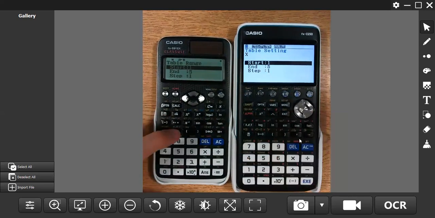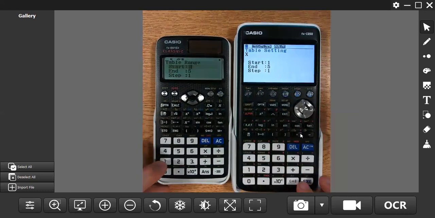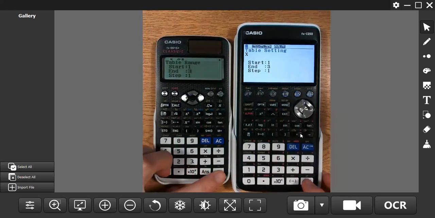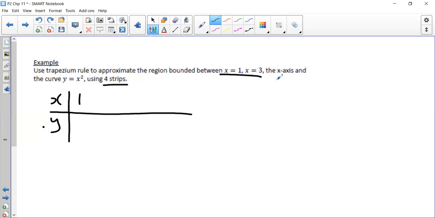Now we start from 1. If we go back to the question again, the question was from 1 to 3. So you start from 1, end will be 3. You press equal each time we want to go to the next step. Now, what's the step? Step is the height. What's the height again? So the height is b minus a over n. B is 3, a is 1, over n, which is 4.